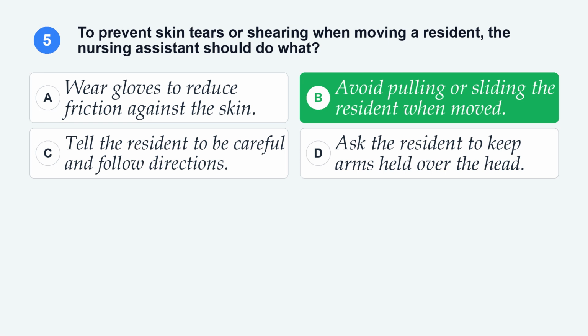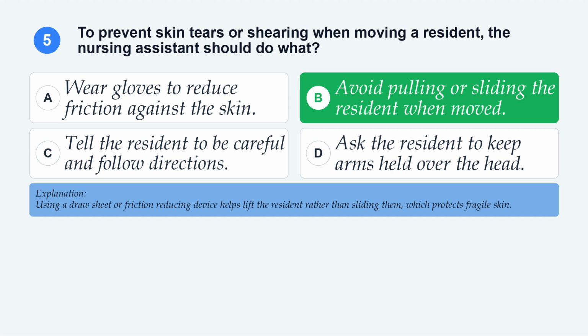The correct answer is option B. Avoid pulling or sliding the resident when moved. Explanation. Using a draw sheet or friction-reducing device helps lift the resident rather than sliding them, which protects fragile skin.